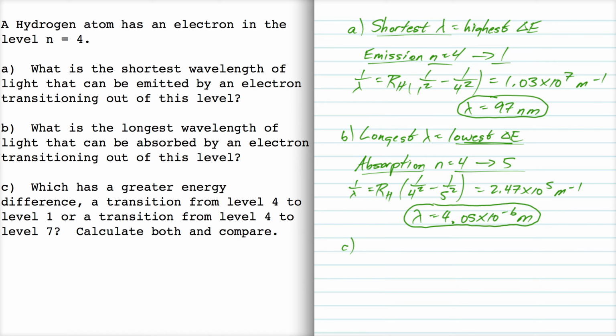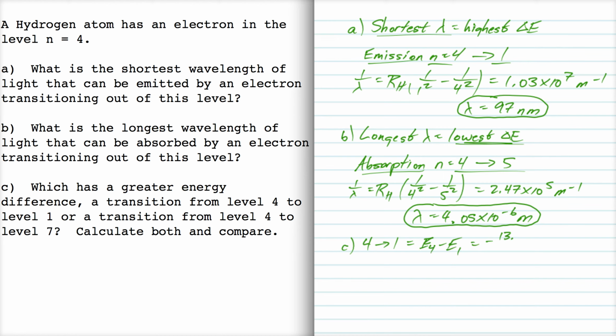For part C, which has a greater energy difference, level 4 to 1 or 4 to 7. Calculate both and compare. Okay, so energy difference. Well, if we go from level 4 to level 1, we want to subtract higher minus lower to get a positive energy difference. So we're going to do E4 minus E1, right?